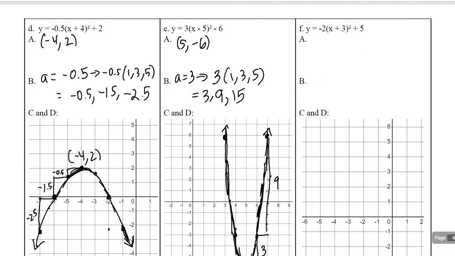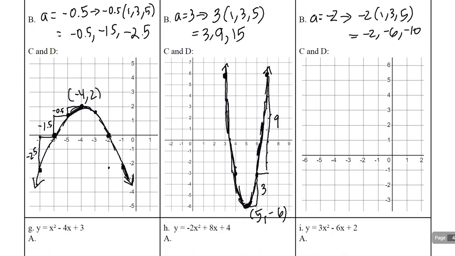Okay, next problem. My vertex is at negative 3, 5. A is equal to negative 2, so my step pattern will be negative 2 times 1, 3, 5, which is negative 2, negative 6, negative 10. Start with my vertex, which is at negative 3, 5. Then I go down 2, over 1, down 6, and I do that symmetrically. Smooth curve.